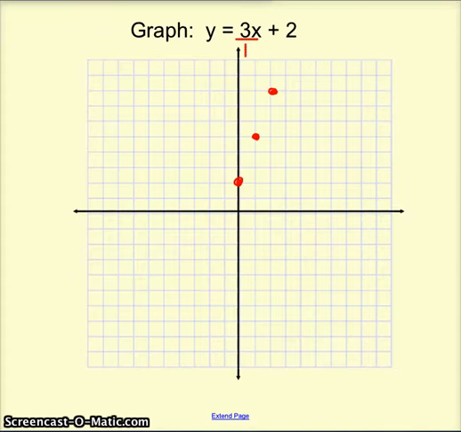I have enough points, so I can just draw a line through my points. Okay, and if you're drawing this, I would definitely recommend using a ruler. And then one thing you don't want to forget is draw arrows to show that this line continues on forever and ever in both directions. Let's try another one.